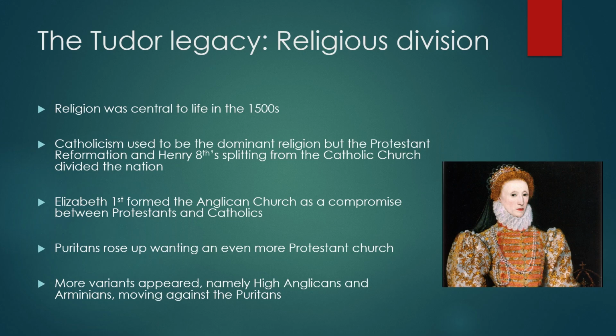Now, Catholicism used to be the dominant religion, but the Protestant Reformation that happened under Henry VIII split Britain from the Catholic Church, which really divided the nation. By splitting from the Catholic Church and forming the Anglican Church instead through his Protestant Reformation, he was able to use the creed and allow himself to get divorced. And so this one act from Henry massively split the nation going forward.